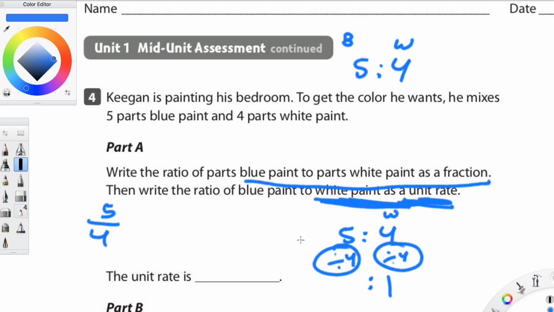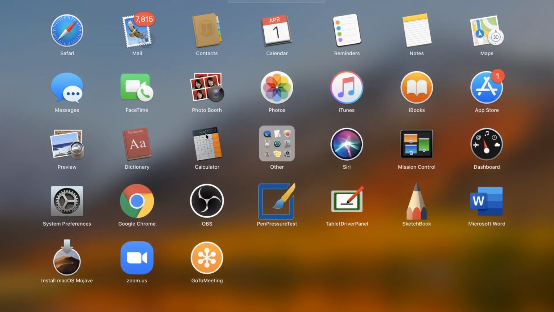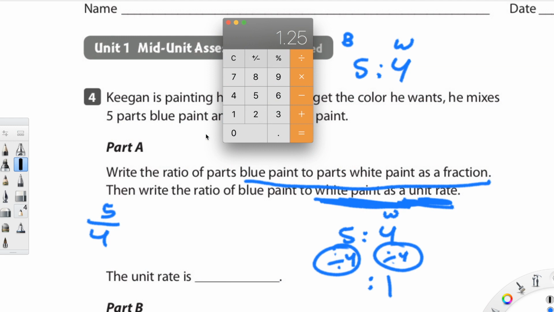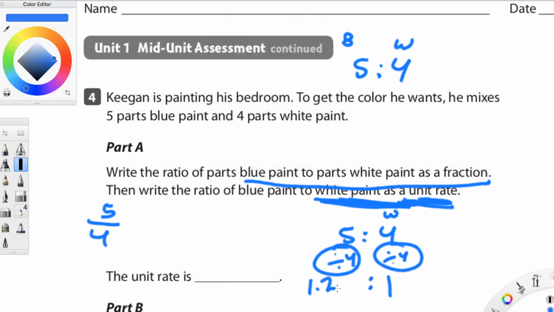So I'm going to do this. This one you're allowed to use a calculator. So I'm going to do 5 divided by 4, and I get 1.25. That means that the unit rate is 1.25. That's how much 1 is. Unit rate means how much is 1 for the white paint, this white paint right here. Let's go to part B.